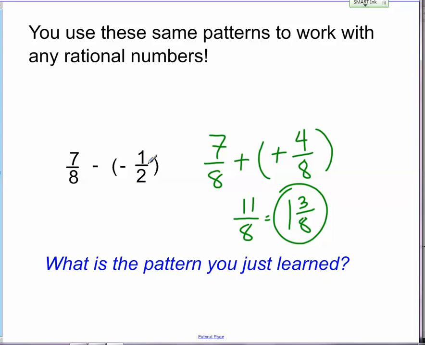So first you had to get a common denominator. So in eighths, 1/2 is 4/8. And now I add the opposite. So I have 7 plus 4, 11/8, which is 1 3/8.